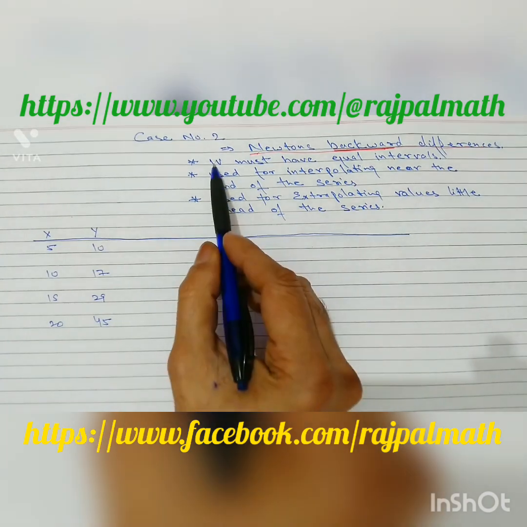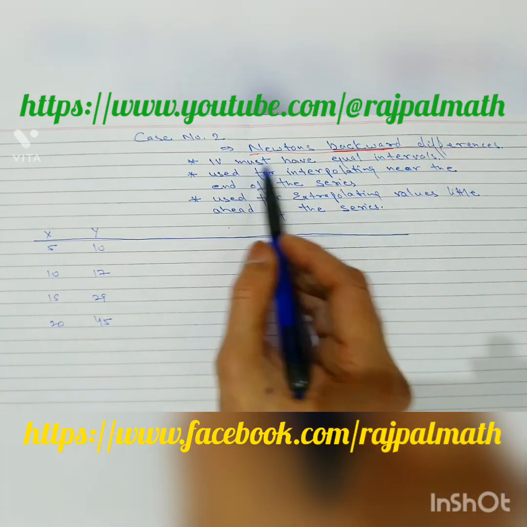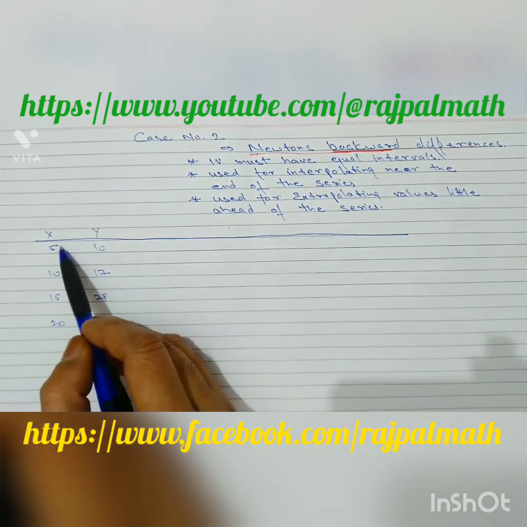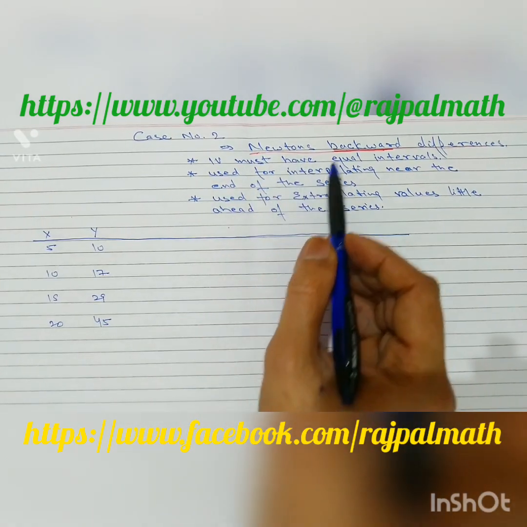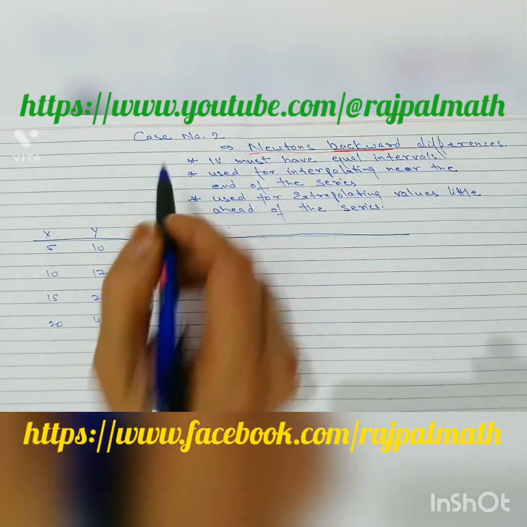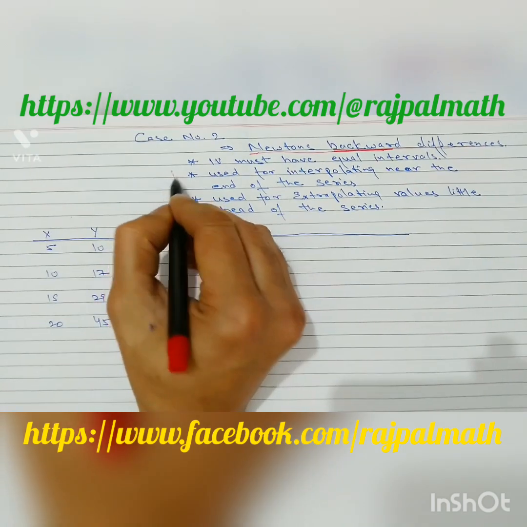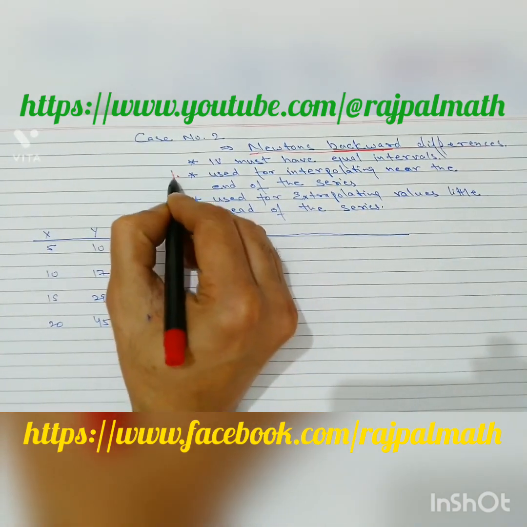Clear? Independent variable must have equal intervals. Clear? 5, 10, 15, 20 have equal intervals. This method can be used under two conditions. Condition number 1 and condition number 2.